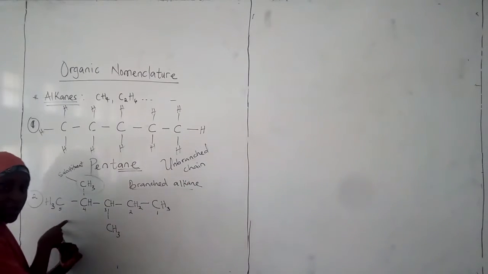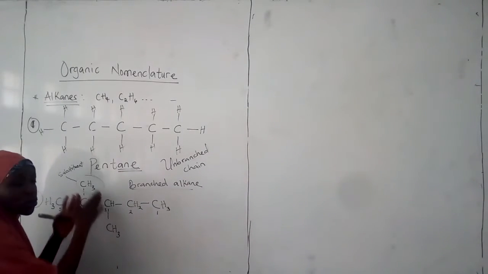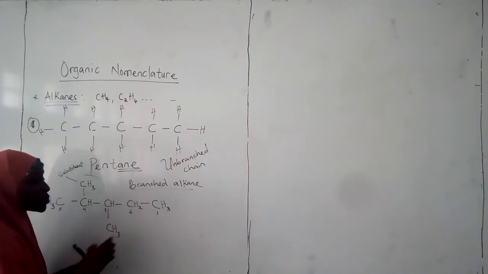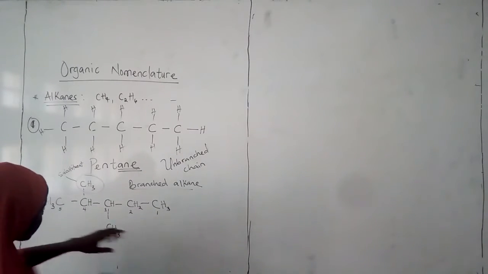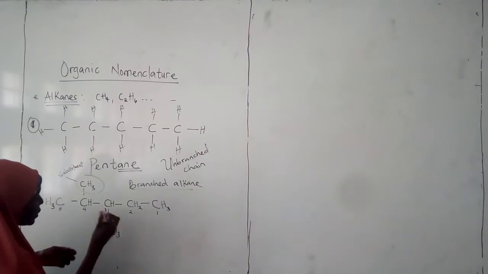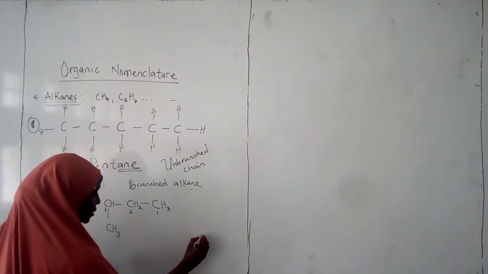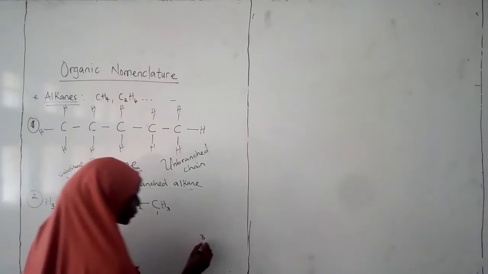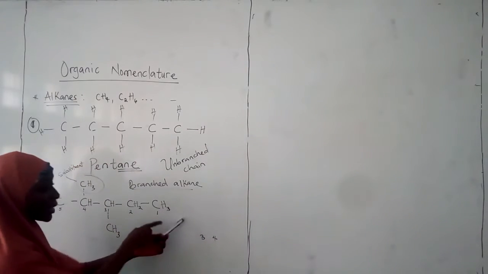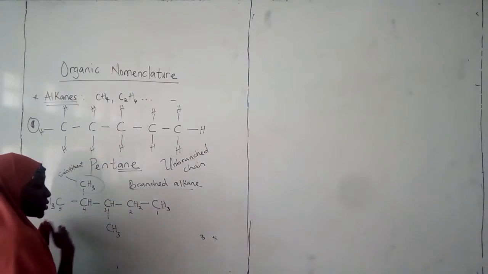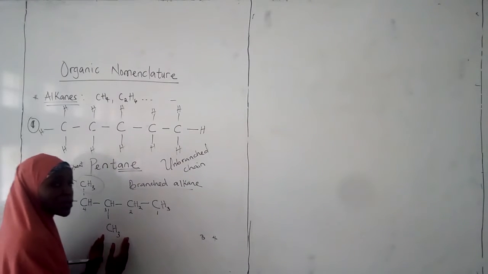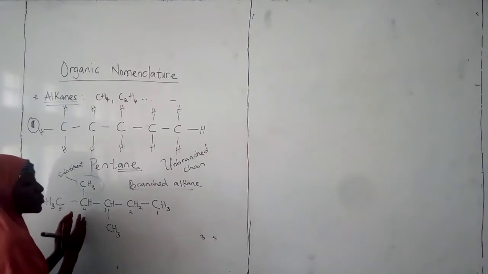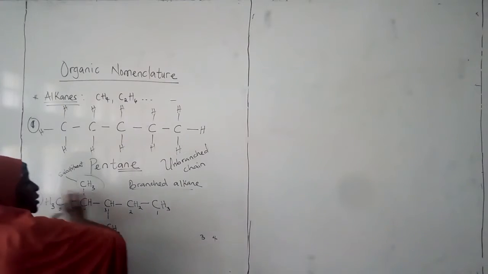Now, this is the parent chain. These two methyl groups are the substituents. The first methyl is in position 3, while the second methyl is in position 4, if we are counting this way. Now, let's try counting it the other way.